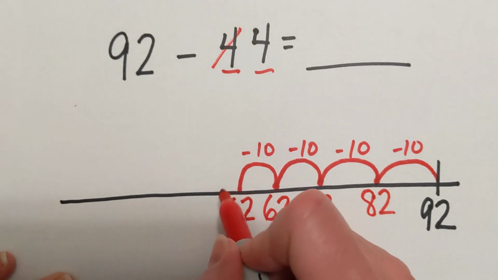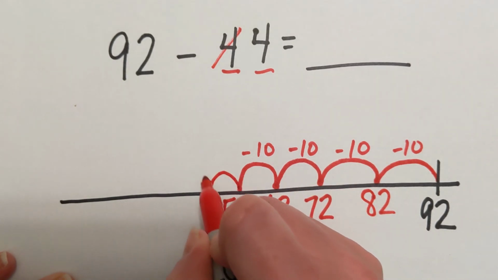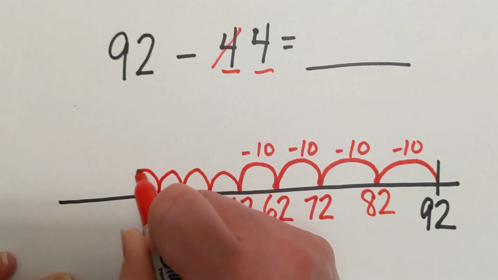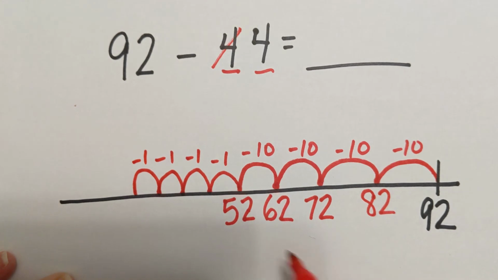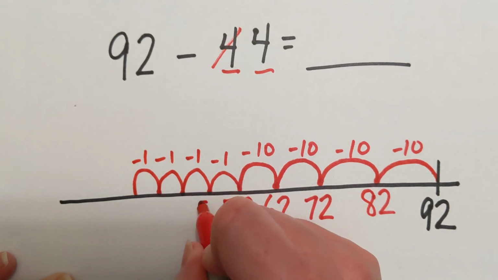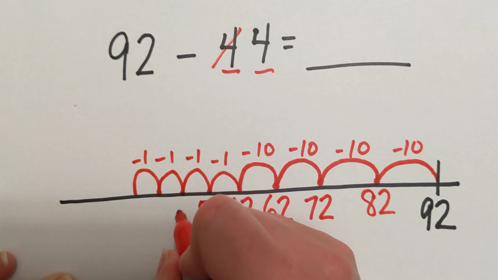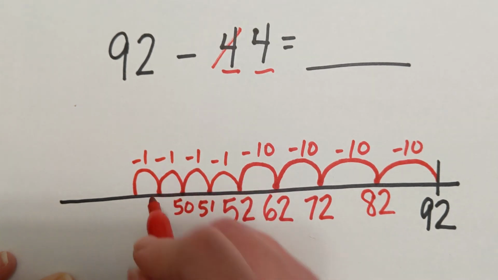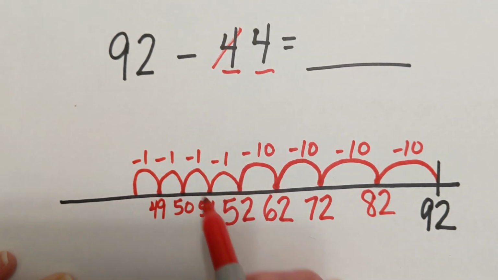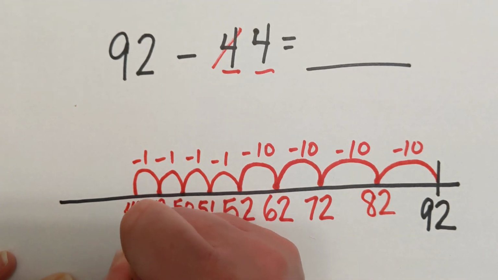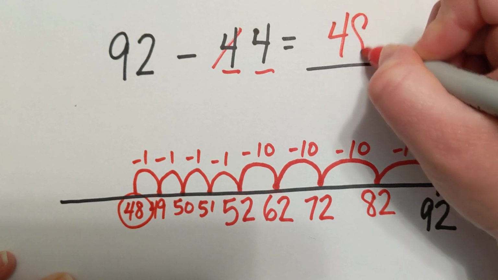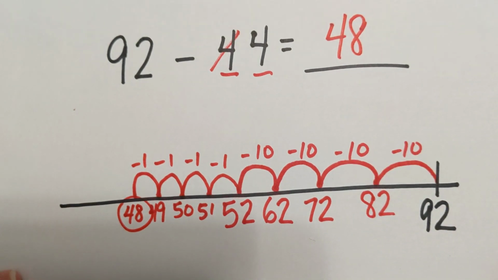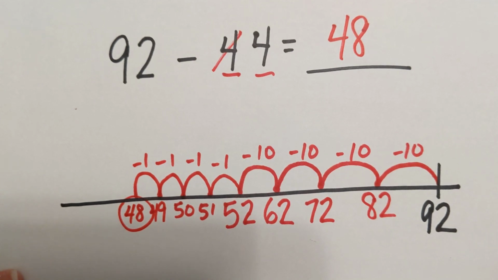So we're going to make four jumps. One, two, three, four. Put my minus one above each jump. 52, take away one, 51. Take away 1, 50, take away 1, 49, and take away one more, which is 48. So my answer of 92, take away 44, equals 48. I hope this helped you to understand how to subtract using an open number line.